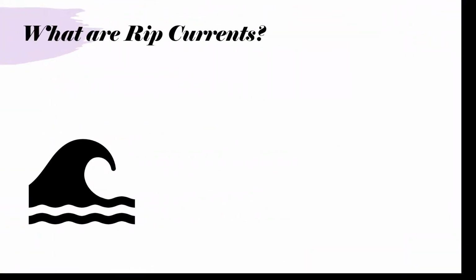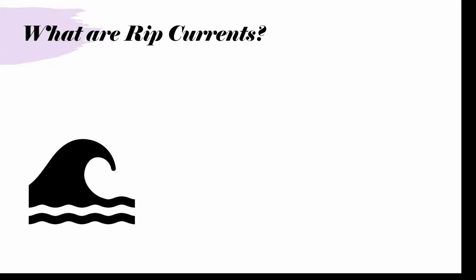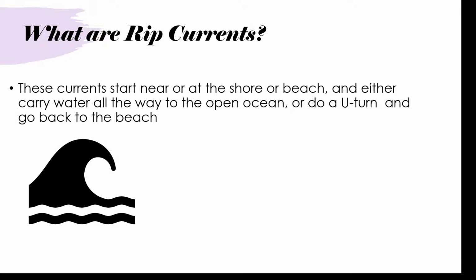Now, what are rip currents? Rip currents are potentially deadly currents which are created by breaking waves. These currents start near or at the shore or beach and either carry water all the way to the open ocean or do a U-turn and go back to the beach.